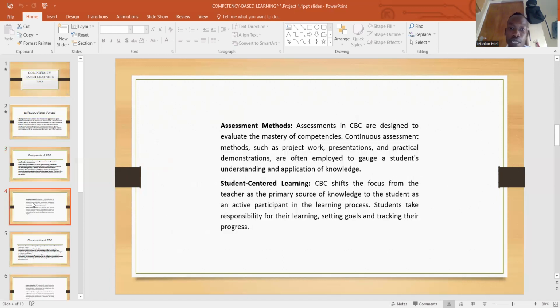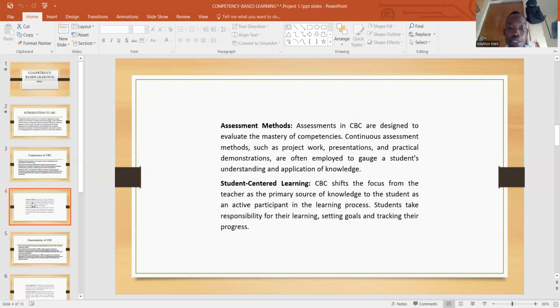The third component is the assessment methods. The assessments in CBC are designed to evaluate the mastery of competencies. Continuous assessment methods such as project work, presentation, and practical demonstrations are often employed to gauge a student's understanding and application of knowledge.